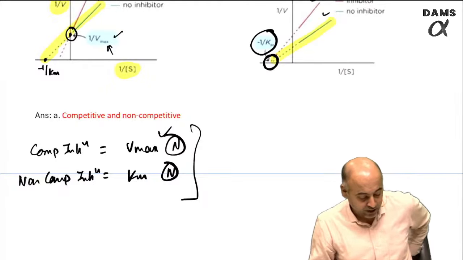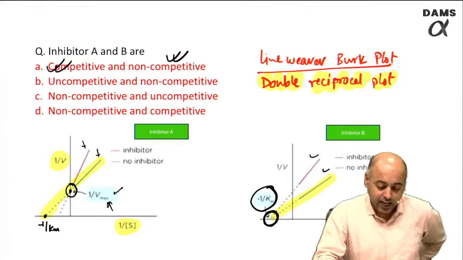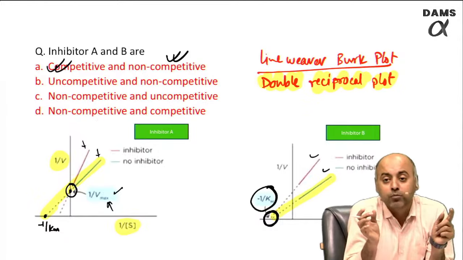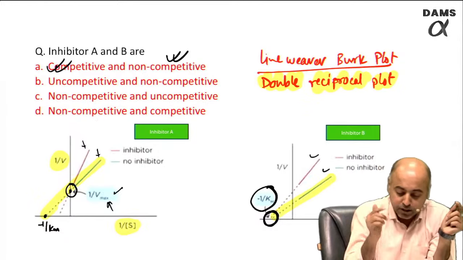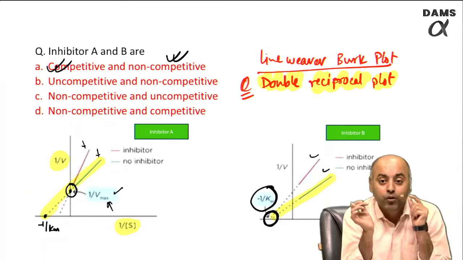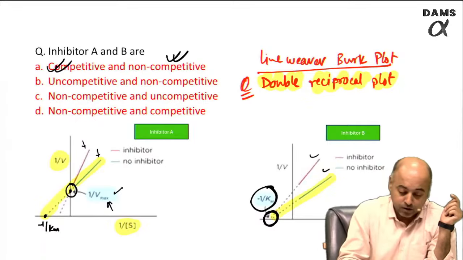You are able to identify the type of inhibition on the Lineweaver plot, also known as the double reciprocal plot. Please don't forget this name. Sometimes in the question, instead of the Lineweaver plot, they can use the term double reciprocal plot.